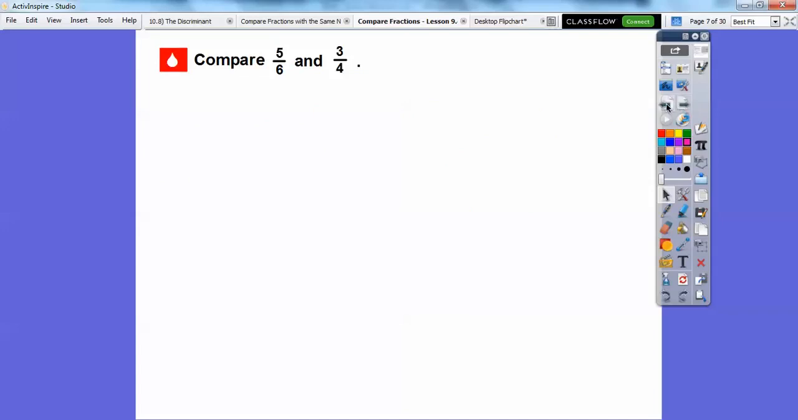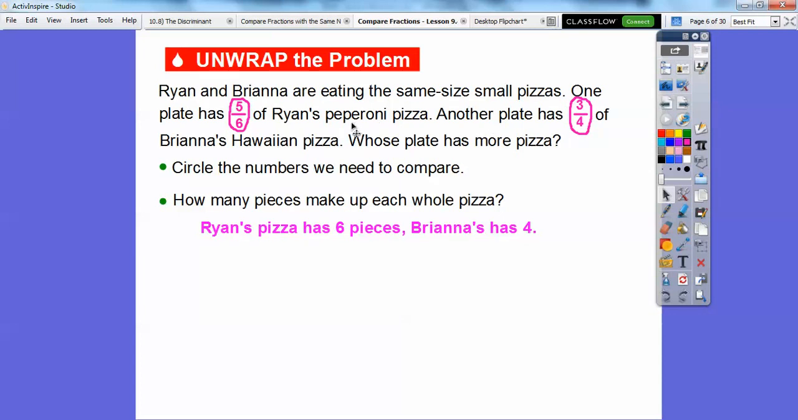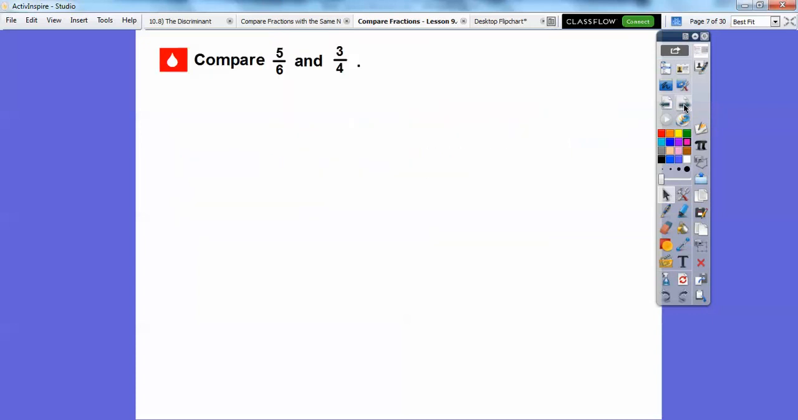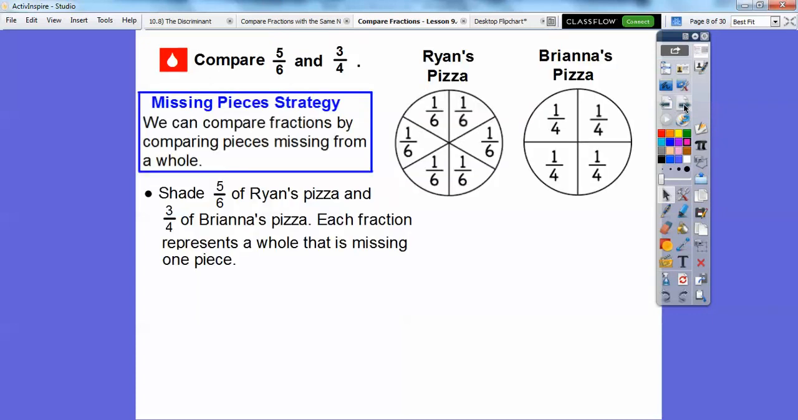Because remember, let me go backwards a little bit right here. It says on Ryan's plate there's 5/6 of his pizza left, and on Brianna's plate there's 3/4 of her pizza left. And so the question is, whose plate has more pizza? All right, so we're going to compare 5/6 and 3/4. So this is called the missing piece strategy. So what we can do is compare fractions by comparing the pieces missing from the whole.